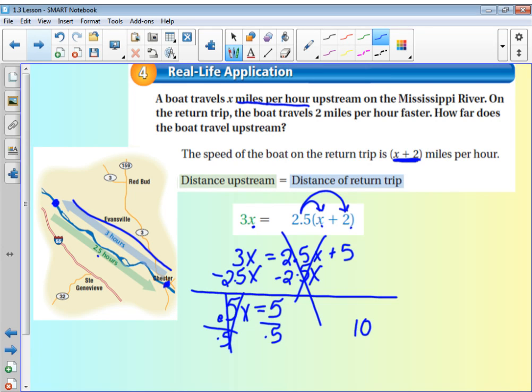So on our part that took us 3 hours, that's where we were traveling 10 miles per hour. And here we would be traveling on the way back 10 plus 2, 12 miles per hour. Okay, so then the question says the speed of the boat on the return trip is x plus 2 miles per hour. So how far does the boat travel upstream? So if we're going upstream, we travel 10 miles per hour at 3 hours. So 10 times 3 would be 30 miles.